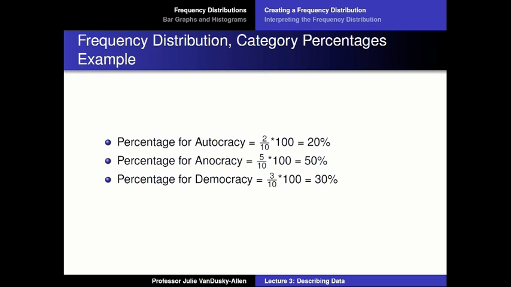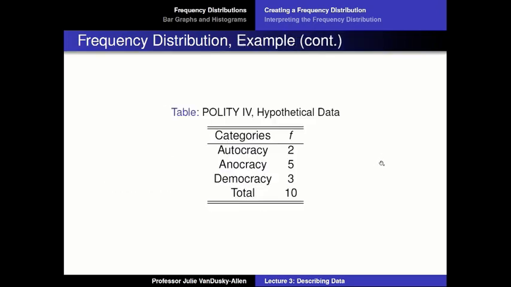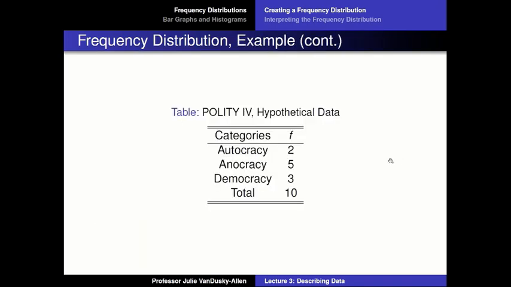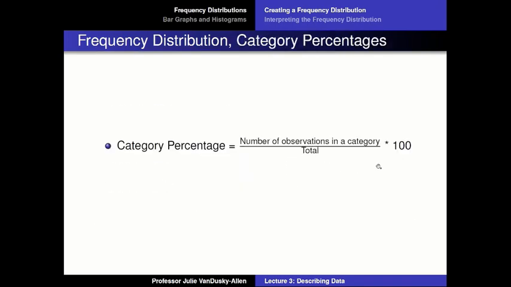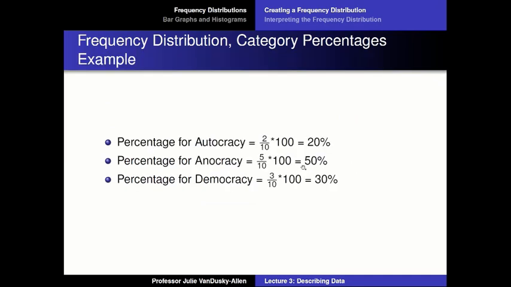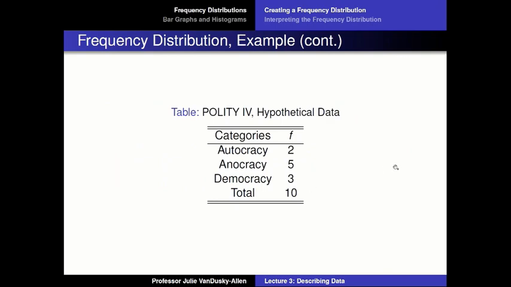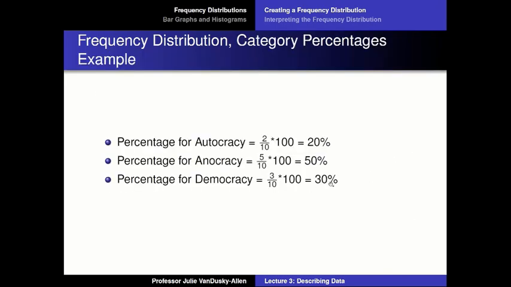So going back to our frequency distribution example, the category percentage for autocracy would be 2 divided by 10, and then multiplied by 100, or 20%. The category percentage for anocracy would be 5 divided by 10, times 100, which is 50%. And then the category percentage for democracy would be 3 divided by 10, then multiplied by 100, which is 30%.